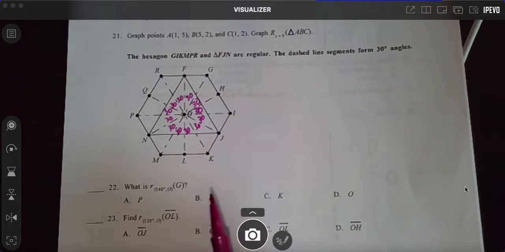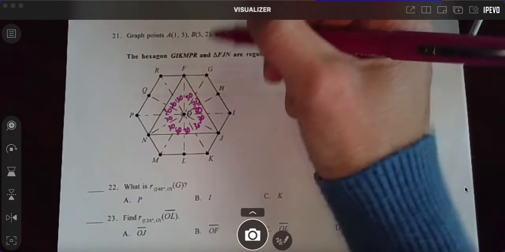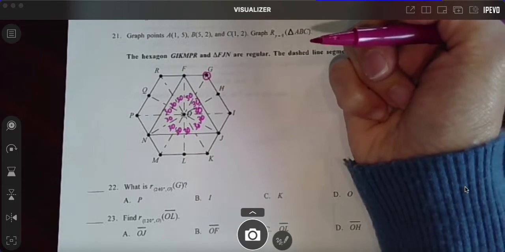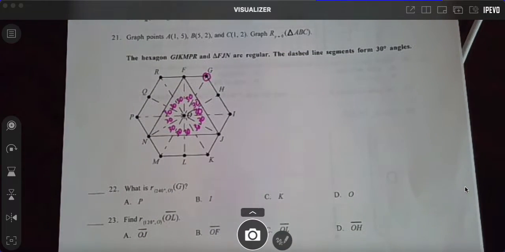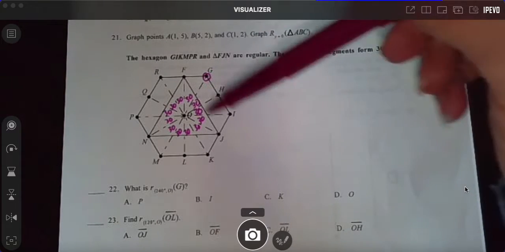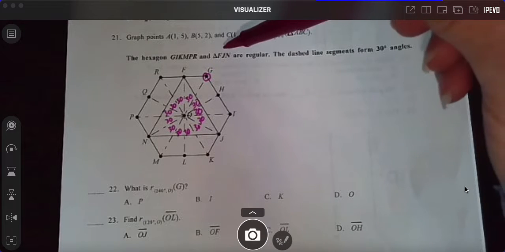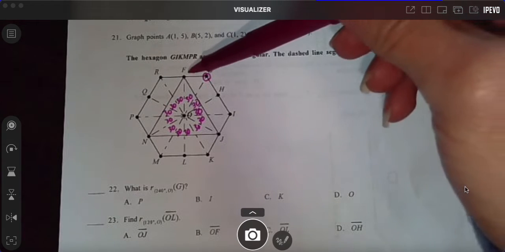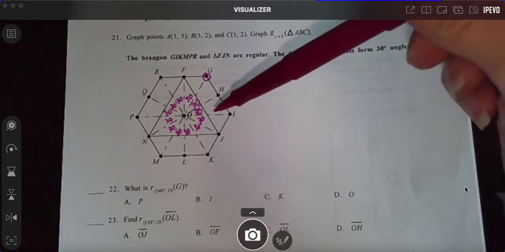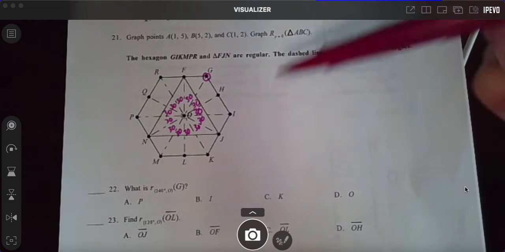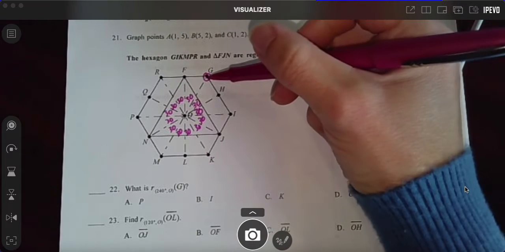Okay? Now, it says if I start at G, so everybody find G right here. Okay? And what way are we going? I already told you this. We have to go counterclockwise because that's what the book told us in this chapter. It said go counterclockwise. So it says the hexagon, and triangle FIN. I'm trying to find that. Okay. It says, what's a rotation of G for 240 degrees?